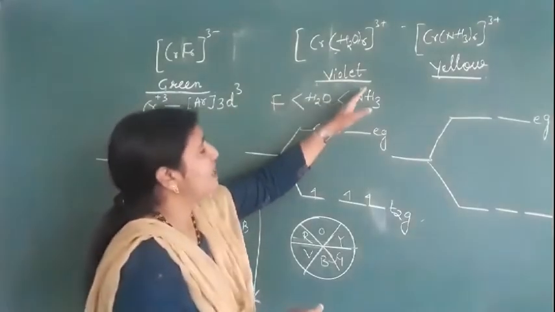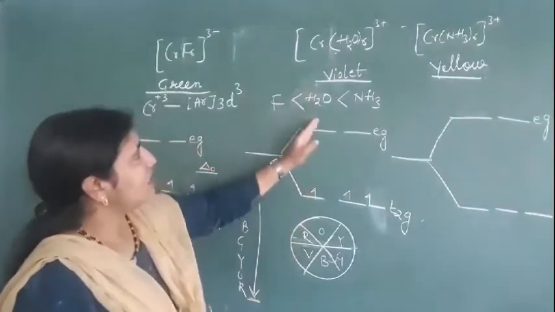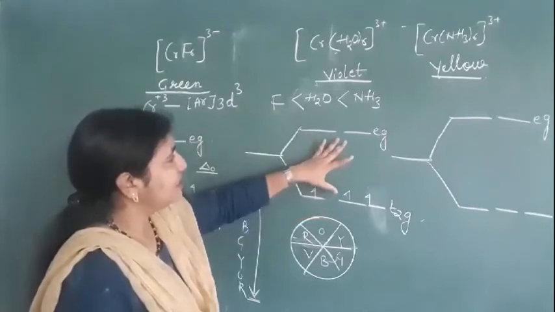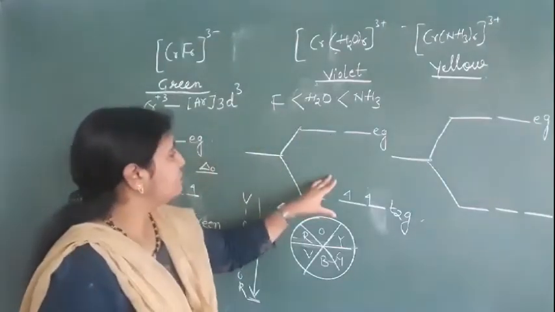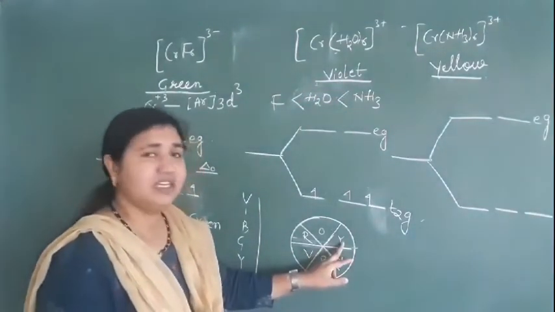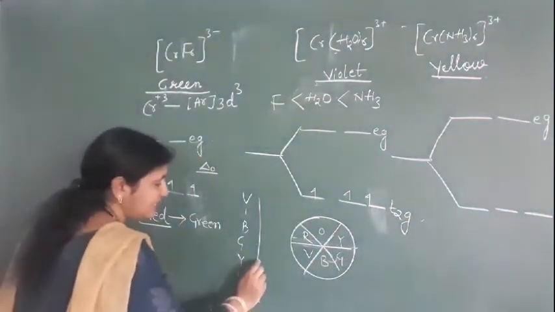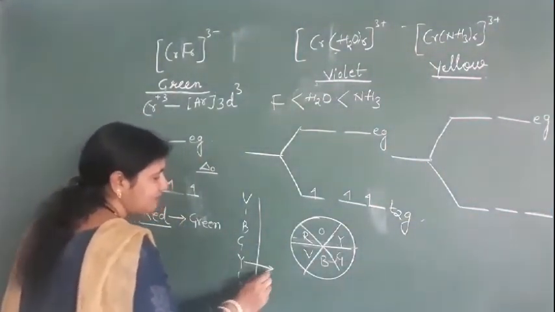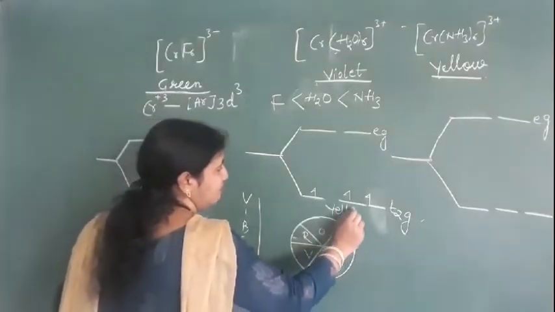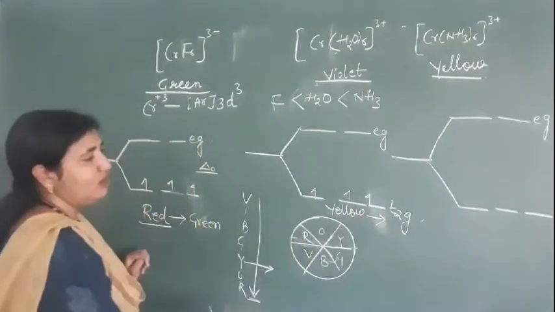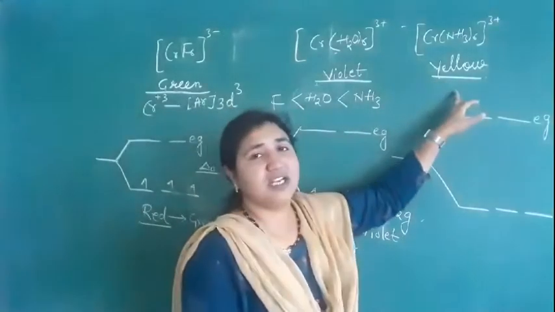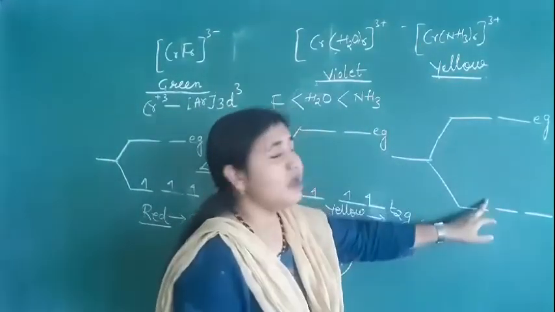Next, if you come to aqua, it is a strong ligand compared to fluoride. That's why the splitting is a little bit more compared to this one. So what is the color here? Violet's complementary color is yellow, so this is yellow. A little bit, the delta O value increases. So they will absorb the high energy wavelength, and they will absorb the yellow color wavelength and give the complementary color, violet. Now here ammine is the strongest ligand, so the crystal field splitting value is more.